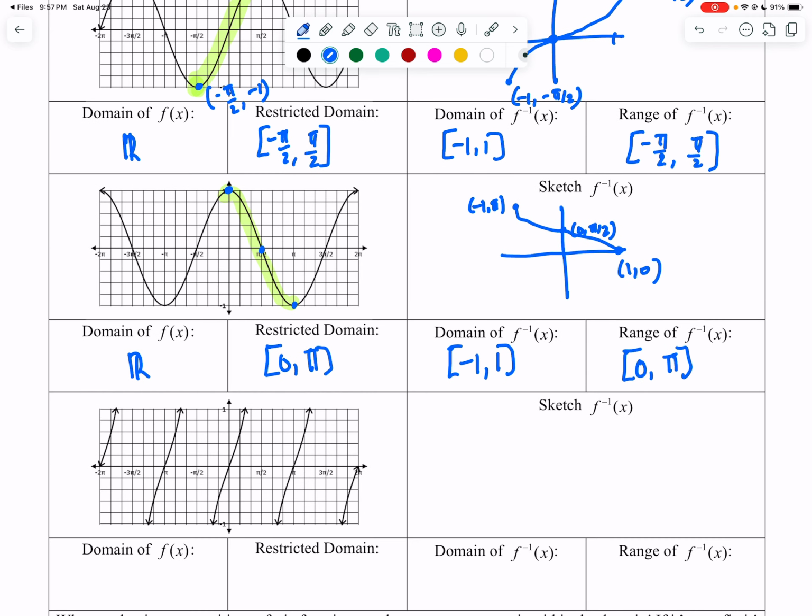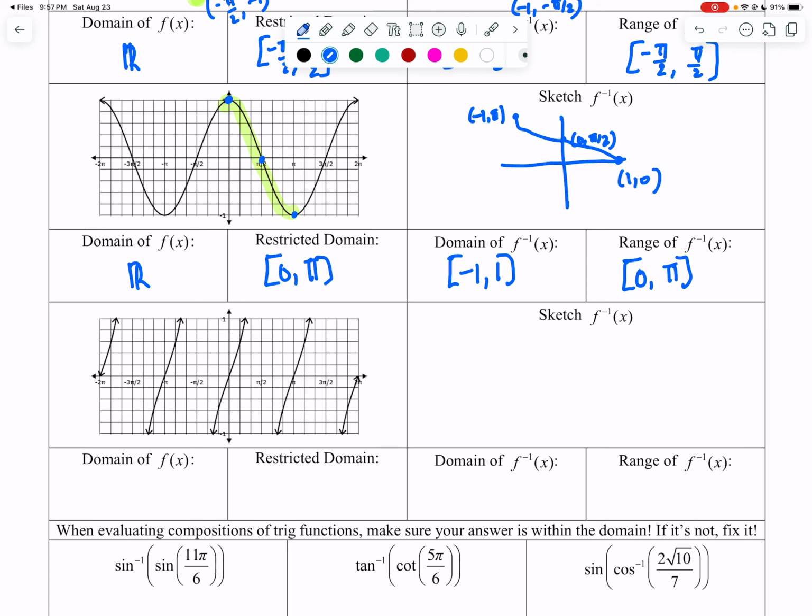For your tangent function here, notice how your domain isn't all real numbers because we have asymptotes at every pi, starting at pi over 2. So pi over 2 is my starting asymptote. And then because my period for a tangent function is pi, my domain is going to be all real numbers except pi over 2 and every pi interval. So that backslash just means that I'm not including pi over 2 plus pi k.